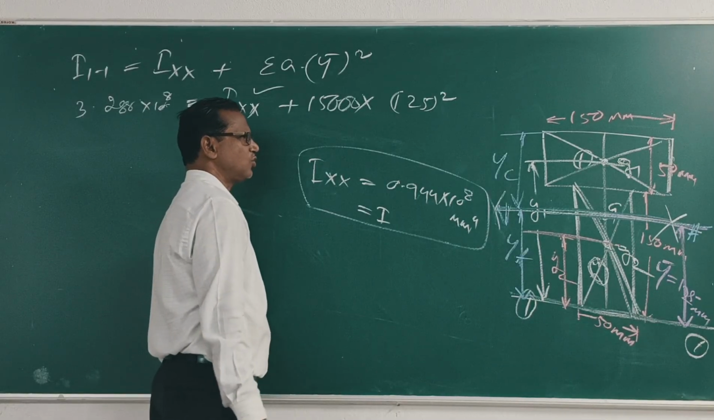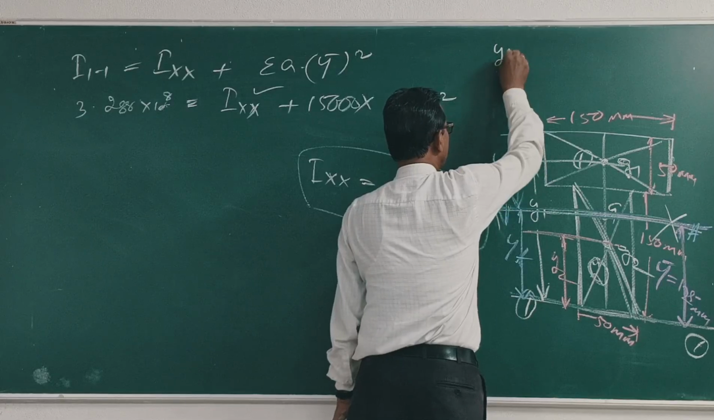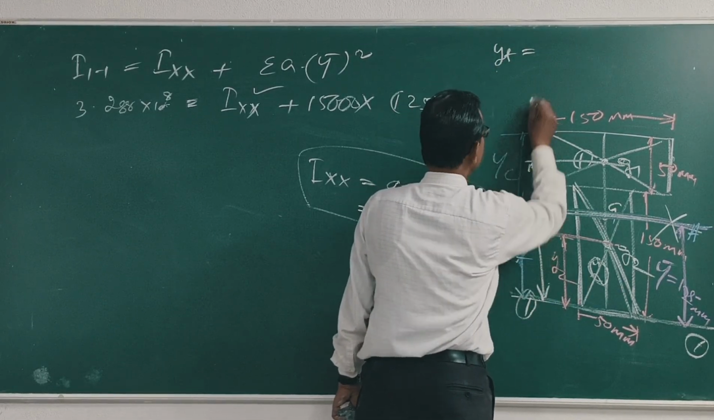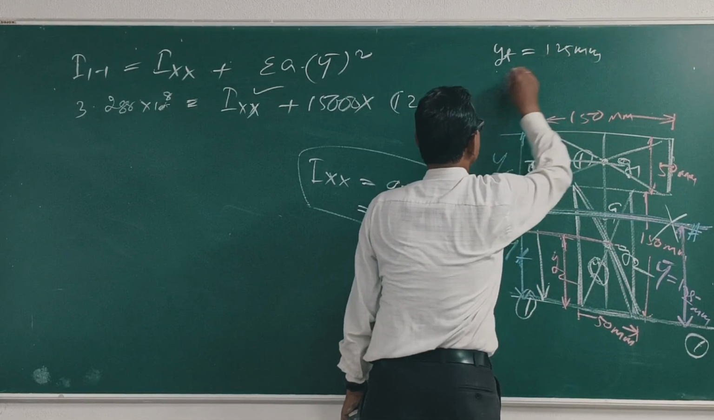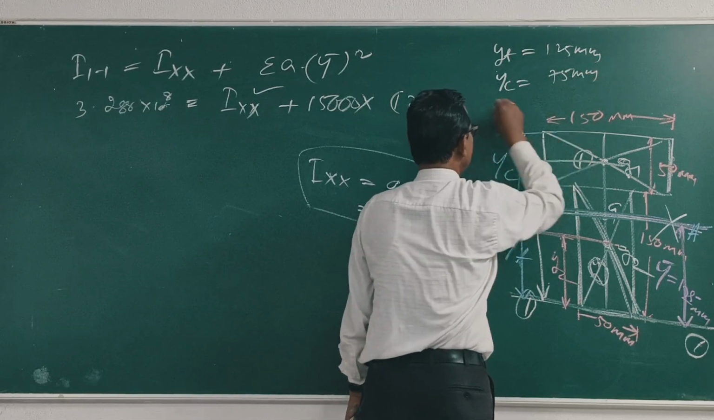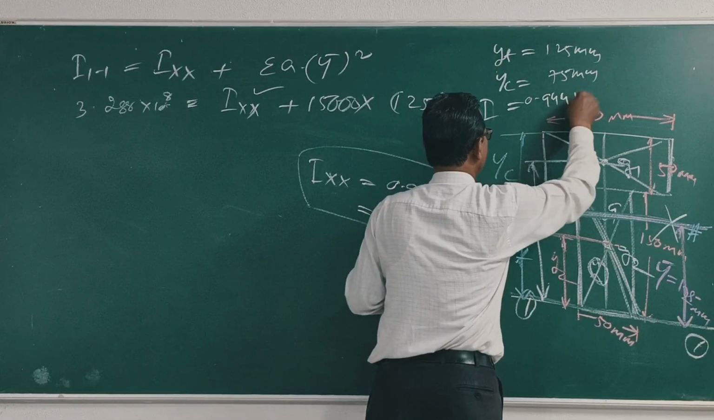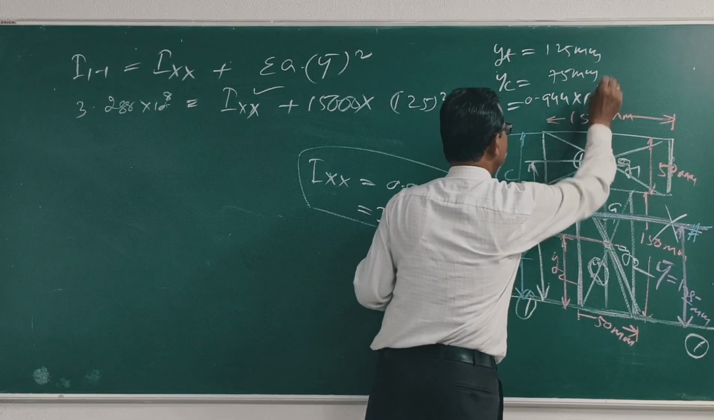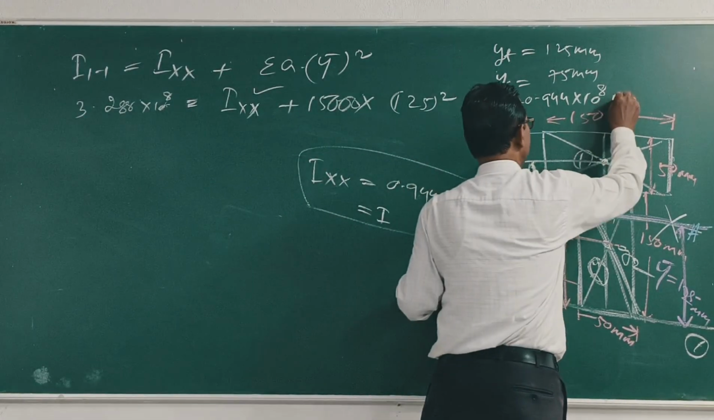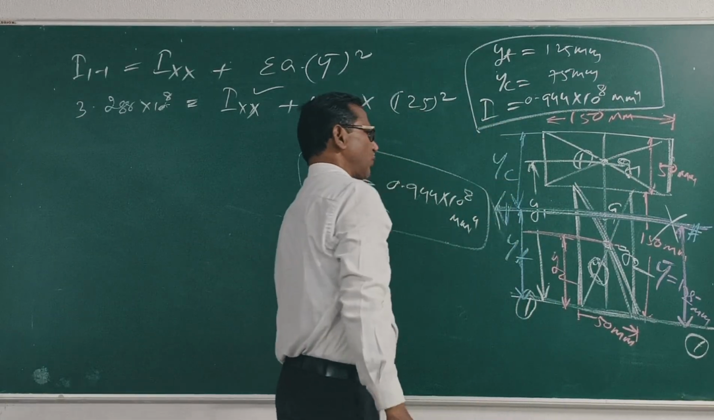Now we have calculated three values. One, YT, like this YT, is 120 mm. YC is equal to 10 mm. I is equal to 0.944 into 8. Clear? I have calculated three values.